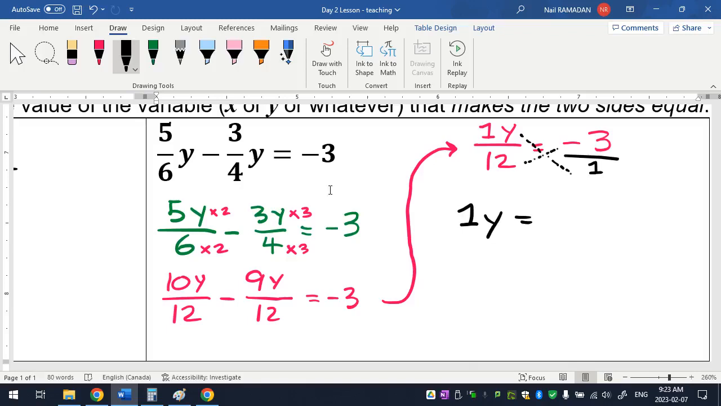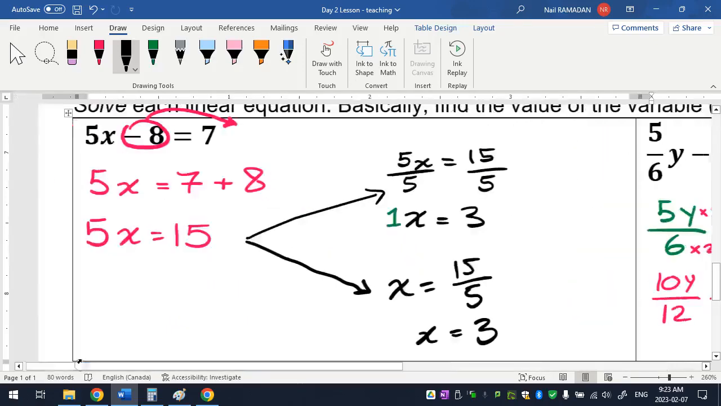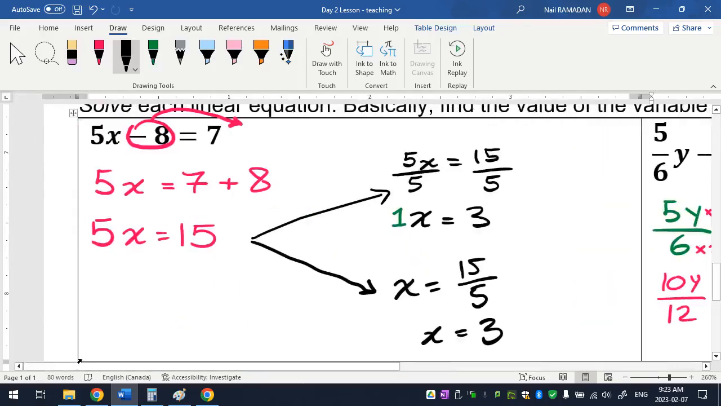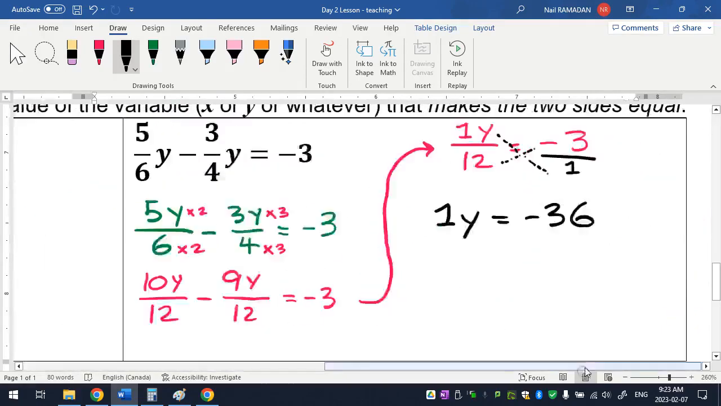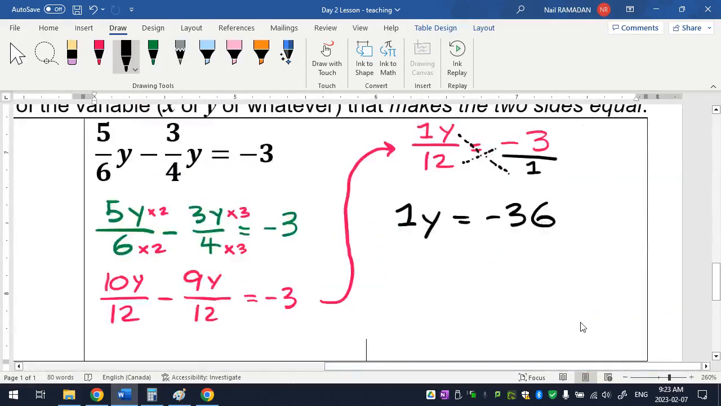Who knows what's negative 3 times 12? Negative 3 times 12. Or just 3 times 12. 36 with a negative. If you leave your answer like this, are you incorrect? No, you're not. But there's one thing you don't have to show. Do we ever have to say 1y equals negative 36? No, you can just say y equals negative 36. We never had to say 1x equals 3. You could have just said x equals 3. You never have to say the 1 whenever you have it. You can show it, but not at the end.